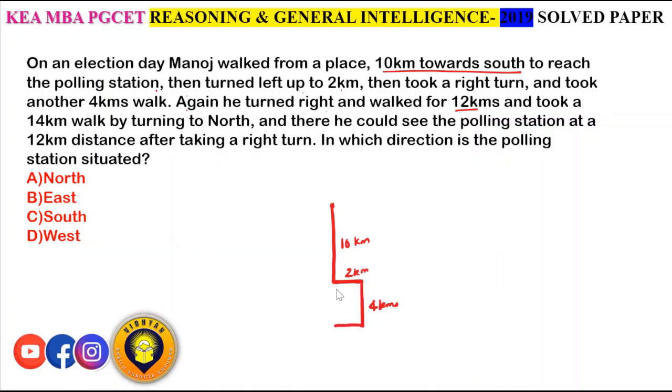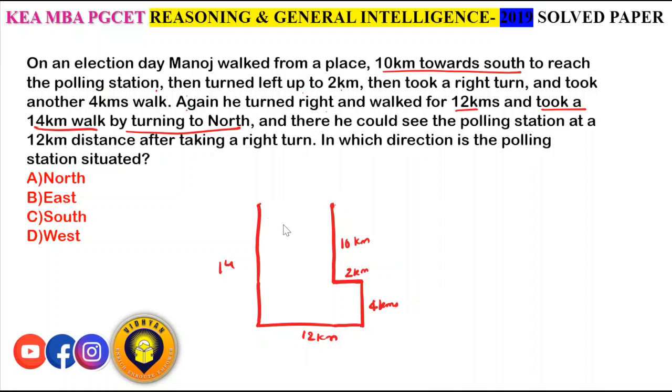So up to this point it is 2. So you can see if it is a straight line, up to this it is 2 and you have to add again 10. So 10 plus 2, total 12 kilometers he traveled turning right. And took a 14 kilometer walk by turning to north. So which is north? So above. So here you can see this is 4 kilometer and again here it is up to 10. 4 plus 10, 14. So these 2 points are in a straight line.